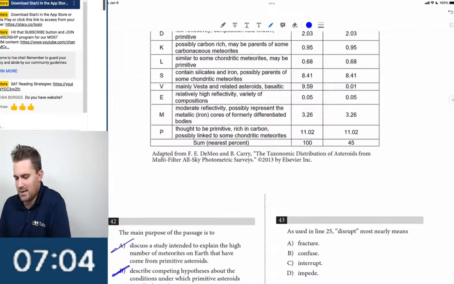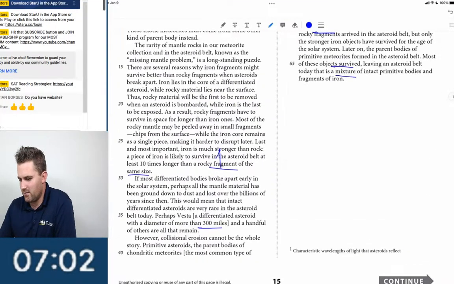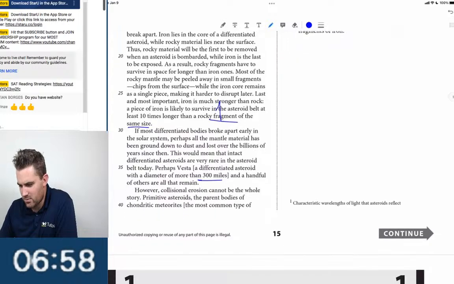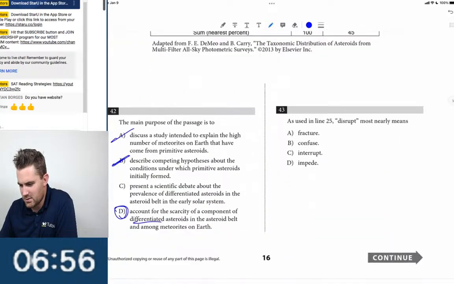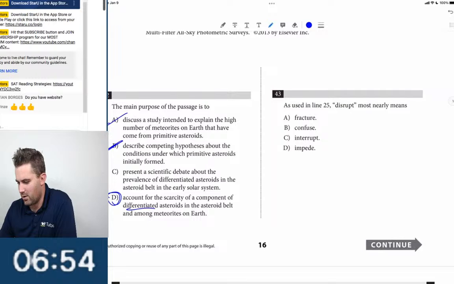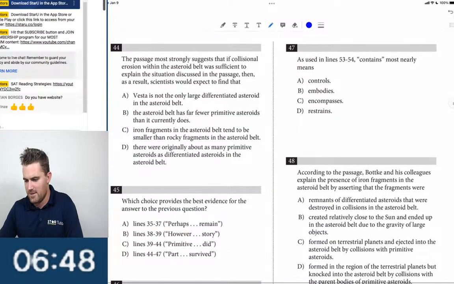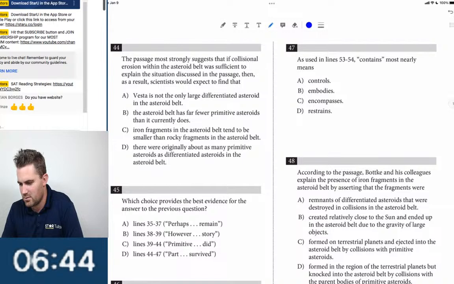As used in line 25, disrupt: the iron core remains a single piece, making it harder to break apart or disrupt, fracture, probably, right? Fracture, you're breaking it. When you break something, you fracture it. Keep going. Collision erosion of the asteroid belt is sufficient to explain.